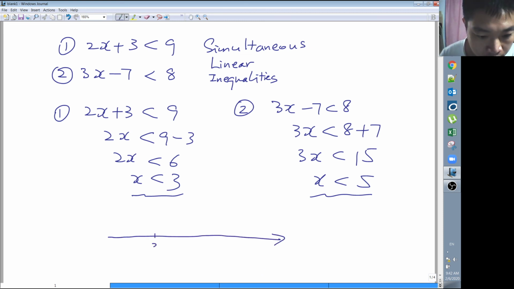Okay, so you have your 3, you have your 5. So over here, let me represent x is smaller than 3 first. By the way, 3 is not included. So I need to use a hollow small circle here. X is smaller than 3, so 3 is not included. So hollow small circle, and it should be to the left. Alright, now let me represent this x is smaller than 5. So 5 is not included, so hollow small circle once again, and x is smaller than 5, so to the left.